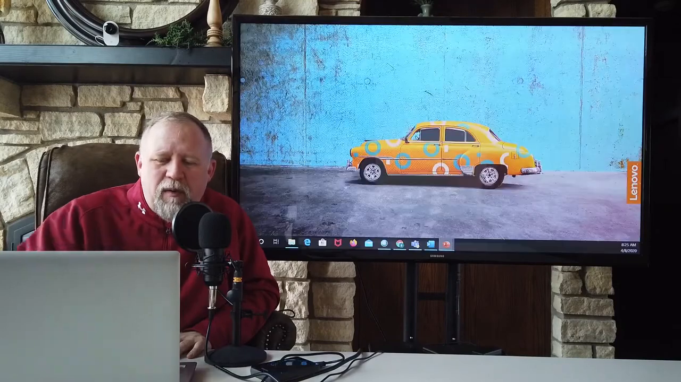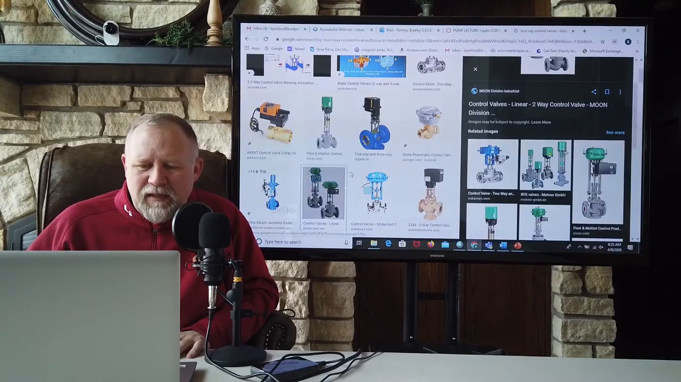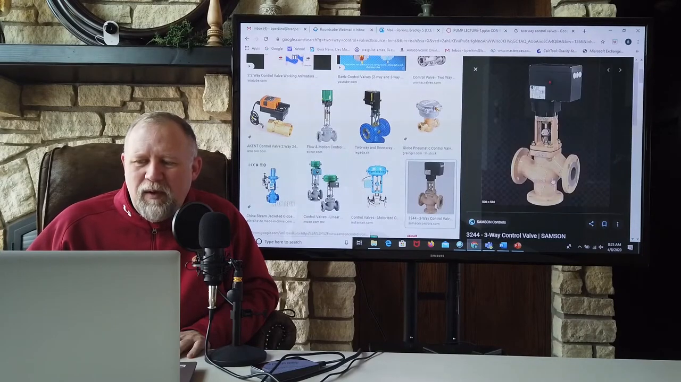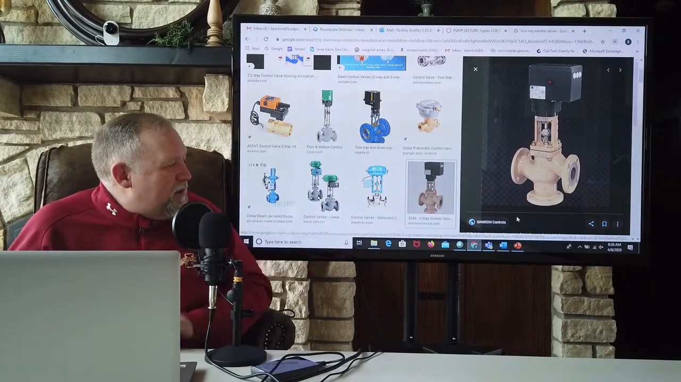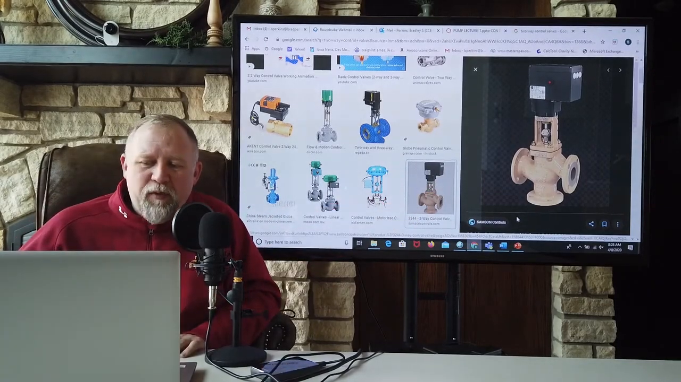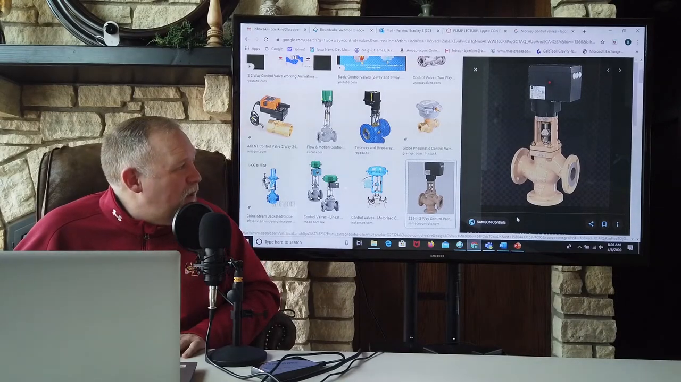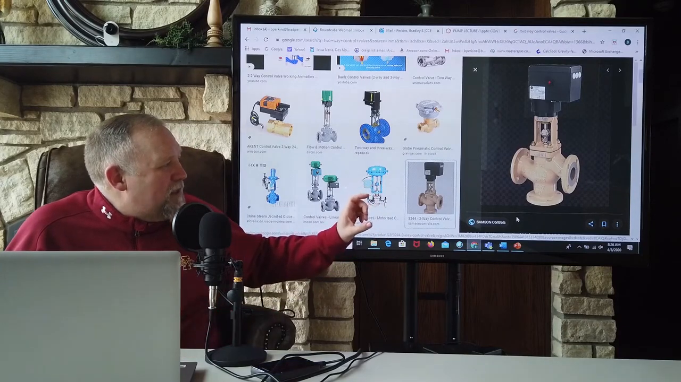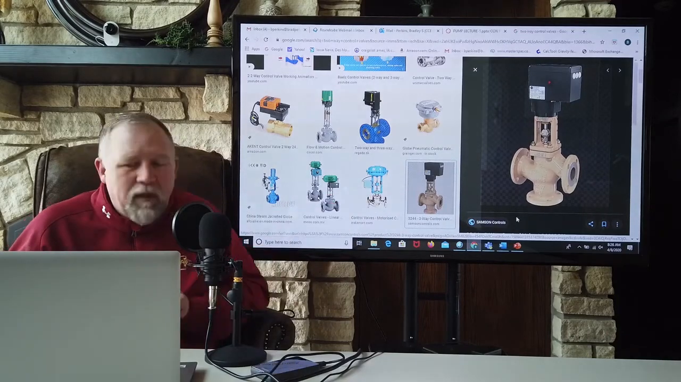Here, let me show you what a three-way valve is. Right? This is a three-way valve. One inlet and two outlets. It's called three ways because there's three locations that you can hook pipes up to. In other words, water, when it comes in, could go to either of the outlets. It just depends on the position of the valve operator inside of there.